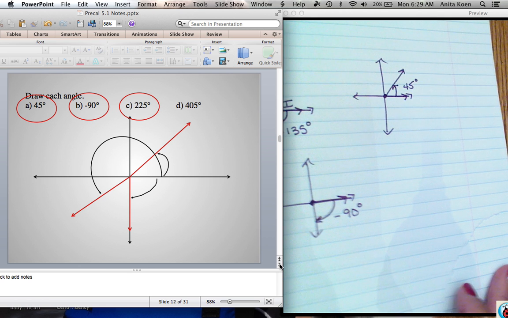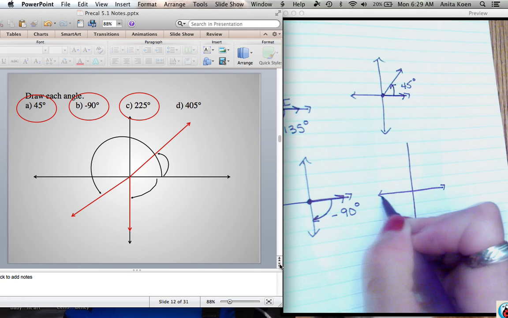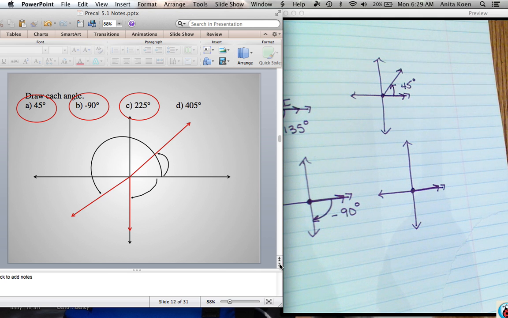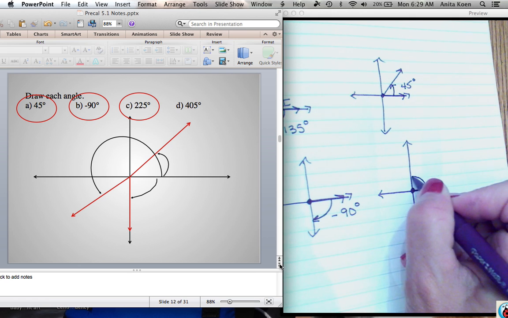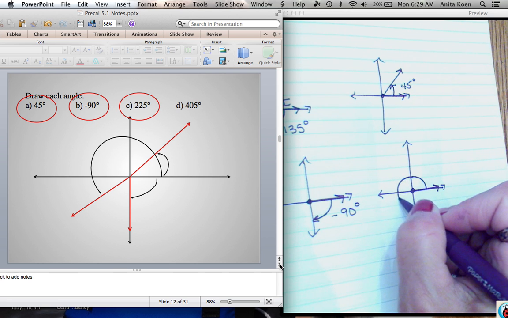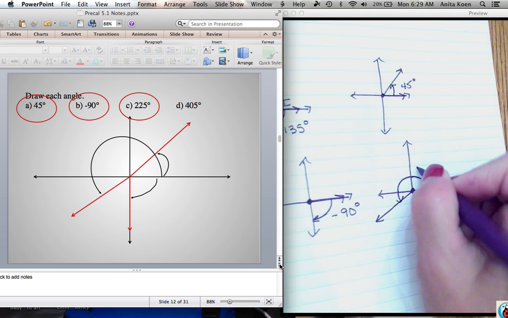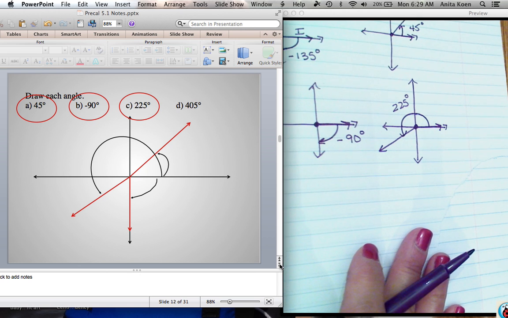Okay, the next one that they want us to draw is a 225-degree angle. Vertex at the origin, initial side on the positive x-axis, and we're going to go 225 degrees, and it's positive, so we're going to go counterclockwise. This is 90. This is 180. This would make 225. 225 is 45 more than 180. So this would be a positive 225-degree angle.